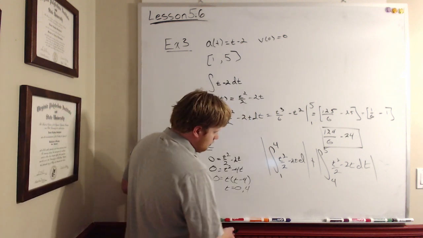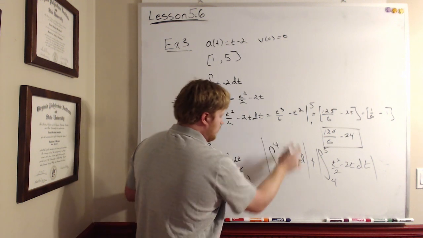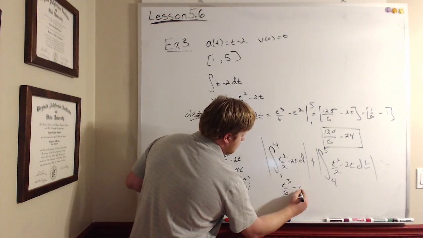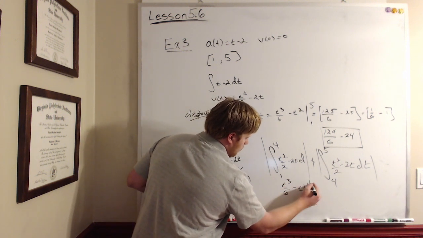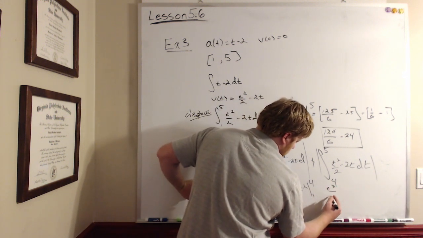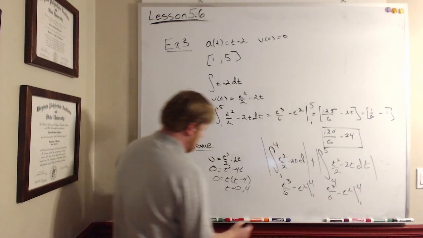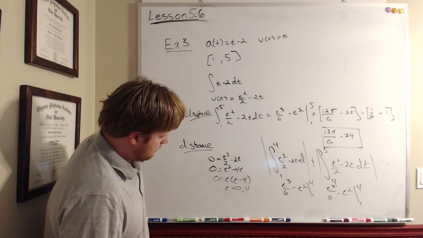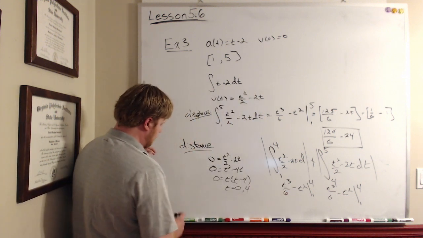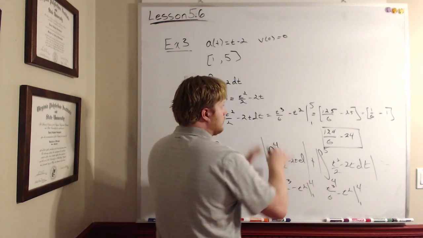So, see, we're going to get the same thing as we did up here. So t cubed over 6 minus t squared evaluated from 1 to 4, and from 4 to 5. Okay. So this is going to end up being, let's see, I wish I had saved some room here. So let's put this over here.